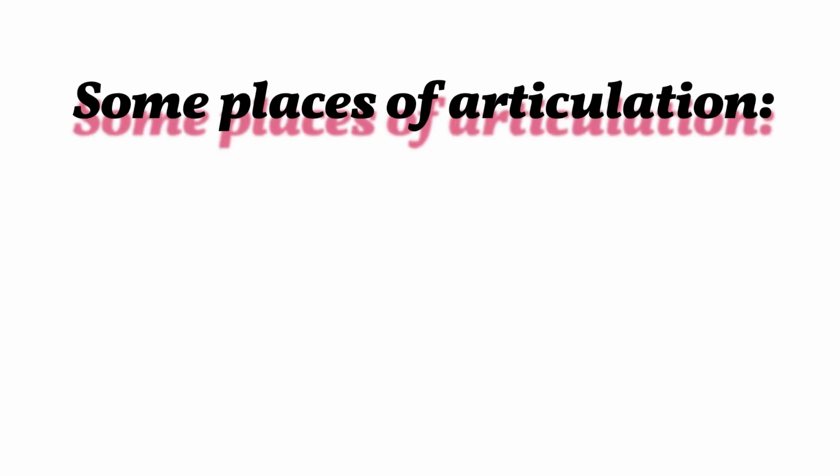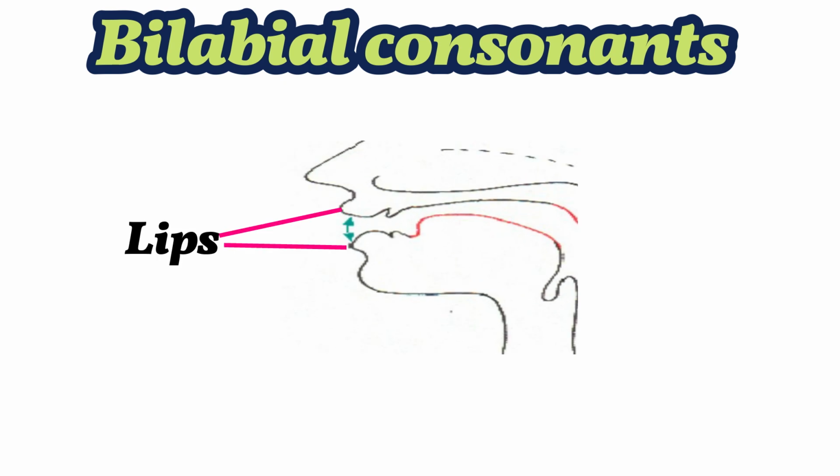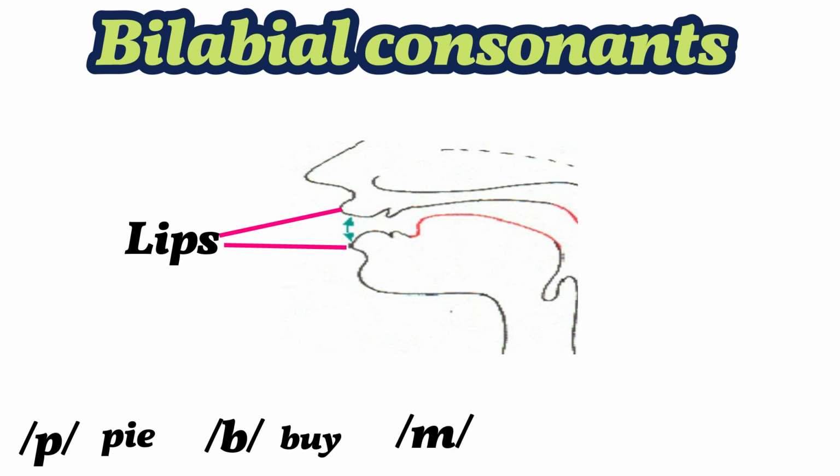2. Some places of articulation. Bilabial consonants. Look at the image. The two lips come together, as in these sounds. P, P in pie, B, B in by, M, M in mute, W, W in wood. Therefore, bilabials are produced when the two lips come together, come close. Sometimes, they just come nearly close, as in W, wood.